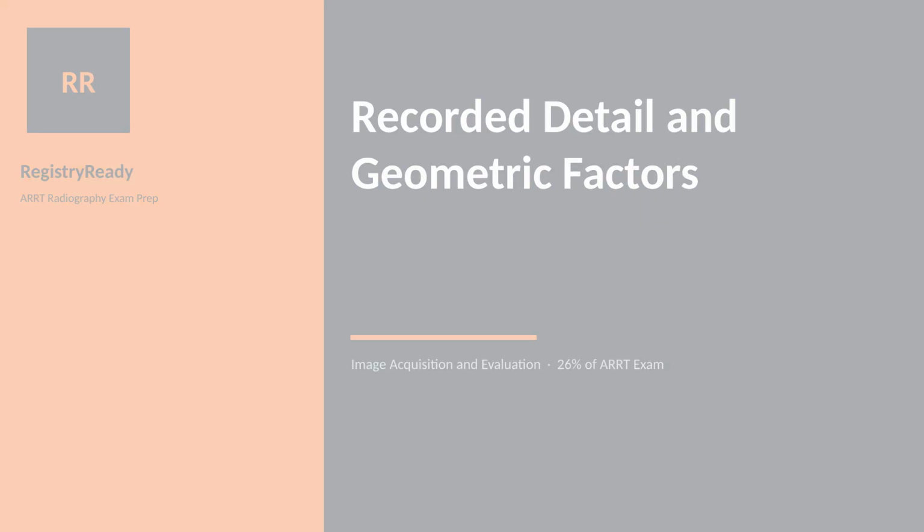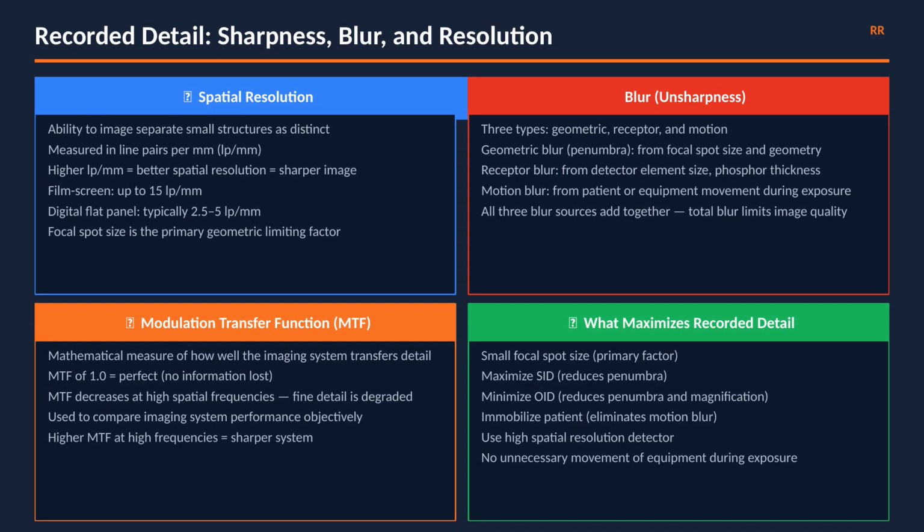13 minutes. 4 foundational concepts. Spatial resolution, the ability to image separate small structures as distinct and separate. Measured in line pairs per millimeter. Higher line pairs per millimeter means better resolution, a sharper image. Film screen systems resolve up to 15 line pairs per millimeter. Digital flat panel detectors typically resolve 2.5 to 5 line pairs per millimeter. Digital trades lower spatial resolution for much superior contrast resolution and wider dynamic range.